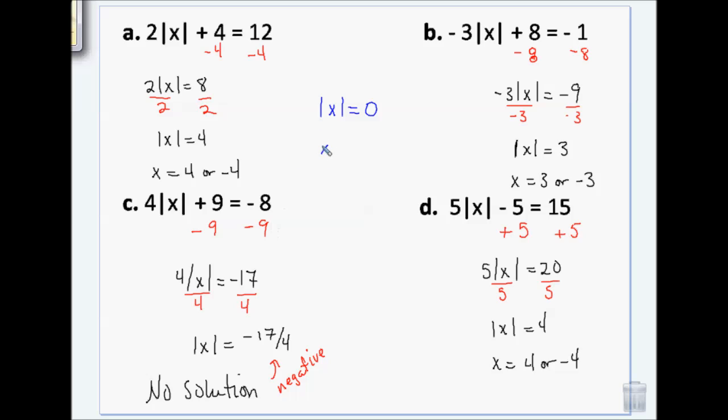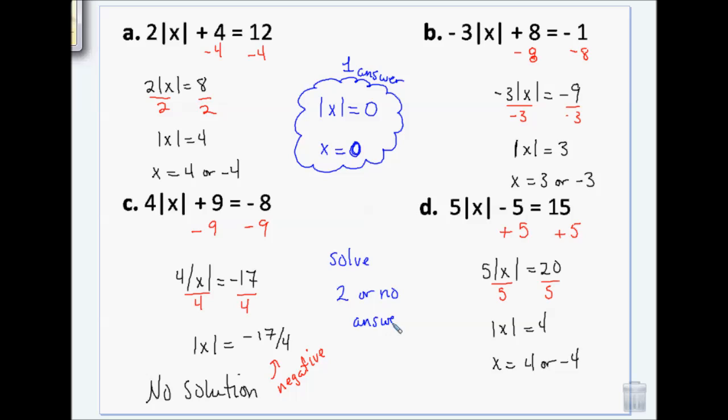The absolute value of x equals 0 means x equals 0, because I can't say x equals 0 and negative 0, right? There's no such thing. So this is a special kind of an exception to where you have one answer. But otherwise, when you solve these, you get 2 or no answers. For now.